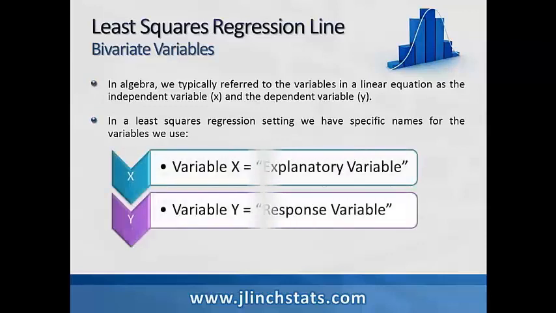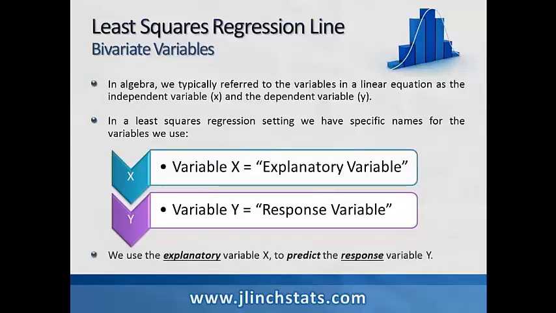We let x be the explanatory variable, and the variable y is called the response variable. We use the explanatory variable x to predict the response variable y. So in a regression setting, it's a little bit different than what we've typically known our variables x and y to be in algebra. Once again, our independent and dependent variables in a regression setting are called the explanatory variable and the response variable. And once again, we use the explanatory variable to help us predict responses.